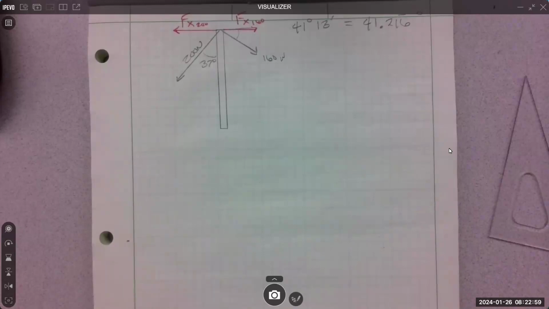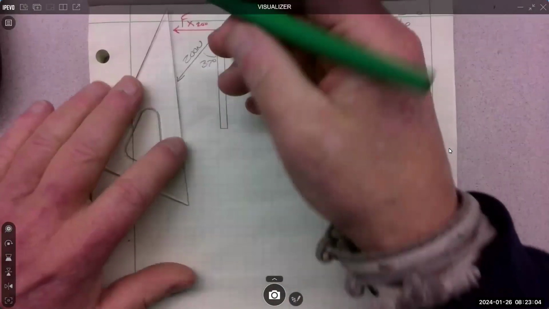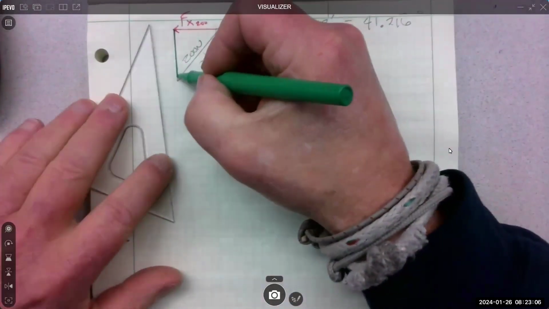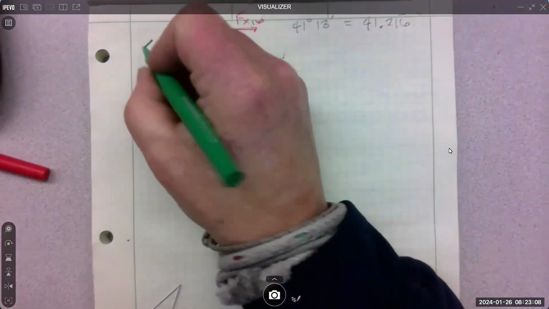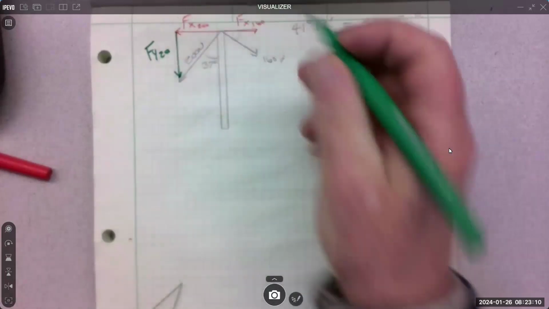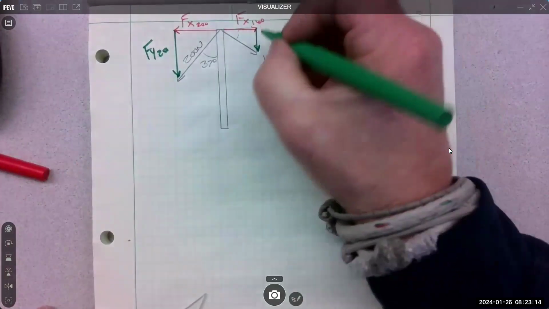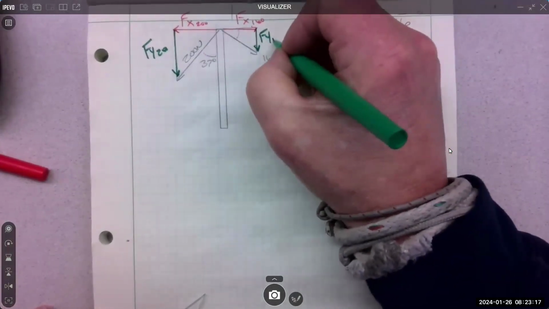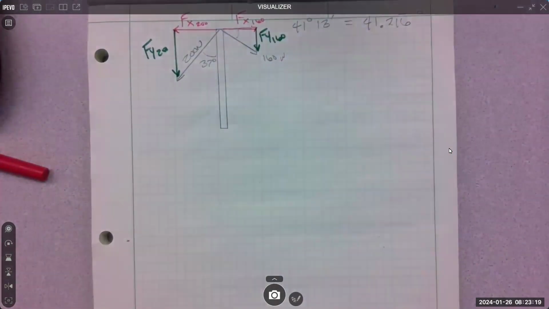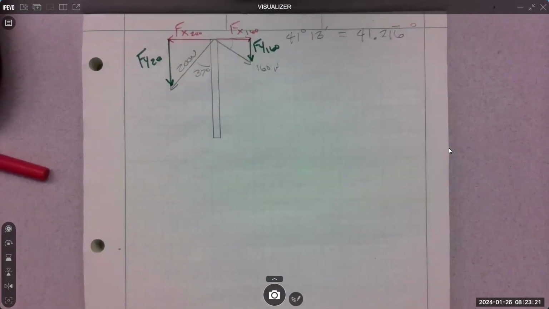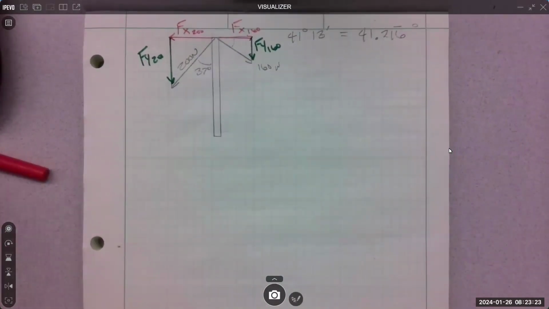Everyone see what I've done there? I started to draw the triangle of the components. So I'll finish the components. I'll draw the y component here, Fy of the 200, and I'll draw the y component here, Fy of the 160. And I'm even color coordinated. It's excellent.